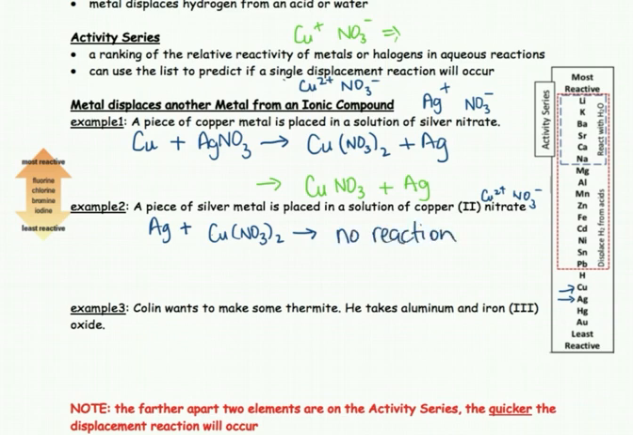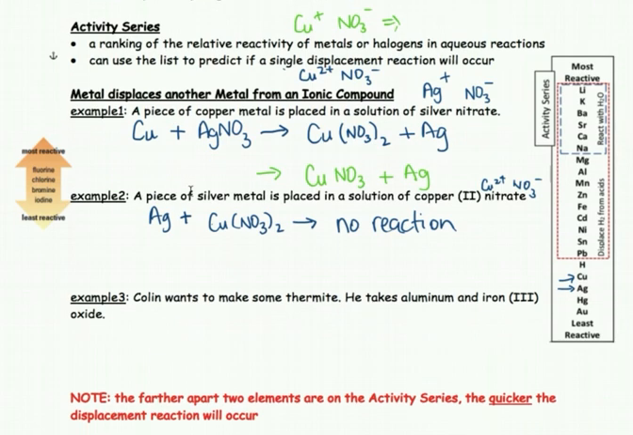Okay, so think of it kind of like a battle. In example 1, copper came in and tried to boot out silver. Copper's higher up, has more power, more reactivity, so it can boot out the silver and combine with nitrate and make a copper nitrate compound. For example 2, silver tries to come in and boot out copper. It can't do that. Copper's higher, so copper's going to hold on to the nitrate, silver is not going to work here, so you get no reaction.